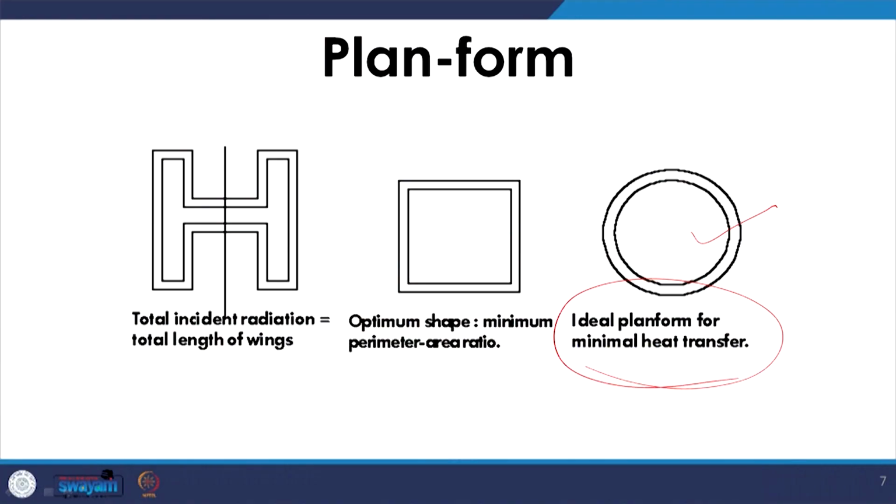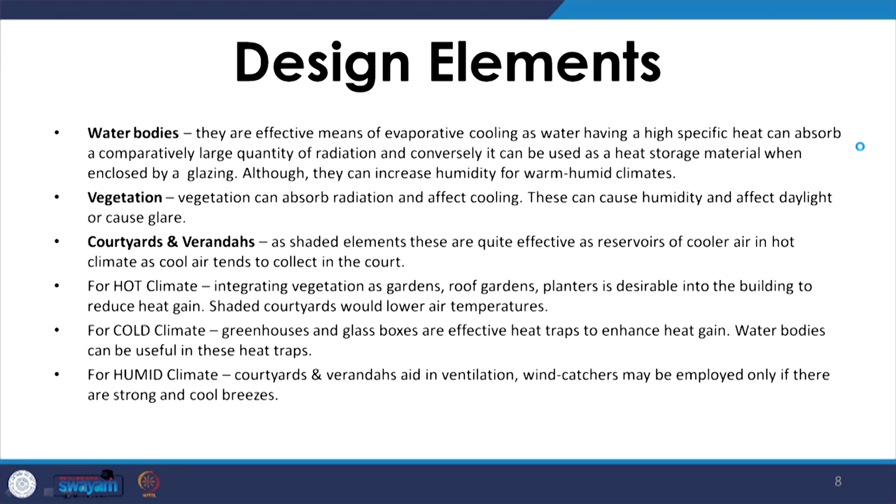The optimum one is a square. A building platform which has a lot of wings coming out and a lot of penetrations, a lot of punctures in the platform, will result in a building which has a very large perimeter to area ratio, and that kind of form would be suitable for a warm humid climate, and these ones for hot and cold. Next we come to the design elements.